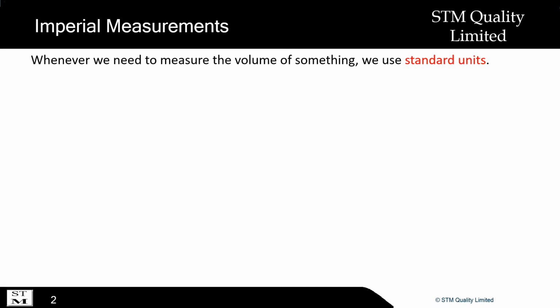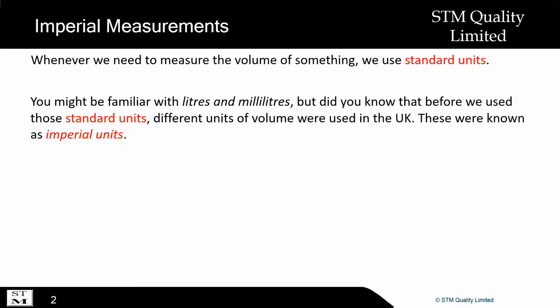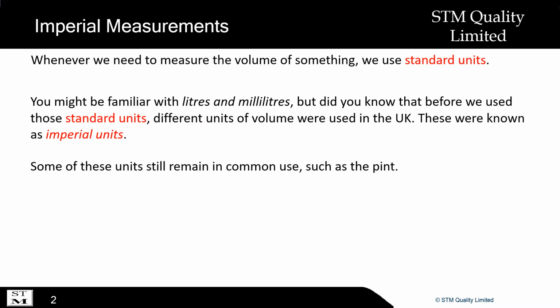Whenever we need to measure the volume of something, we use standard units. You might be familiar with litres and milliliters, but did you know that before we used those standard units, different units of volume were used in the UK? These were known as imperial units. Some of these units still remain in common use, such as the pint. So let's look at some of those imperial units.